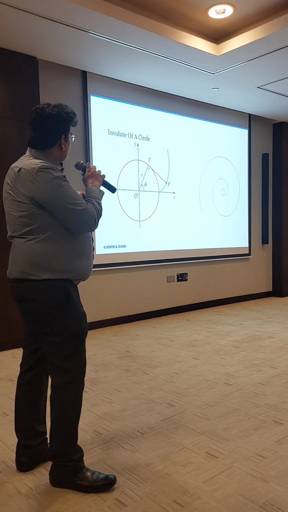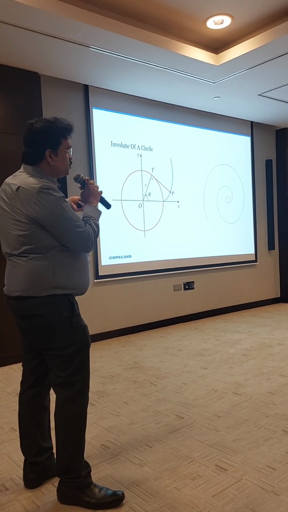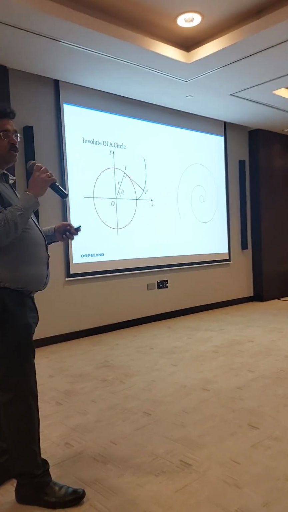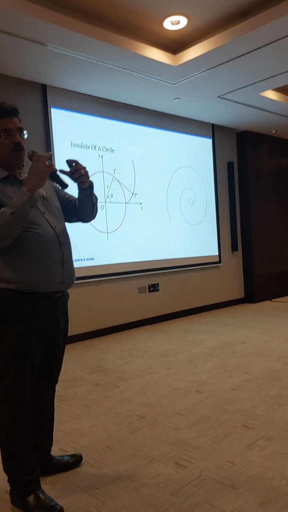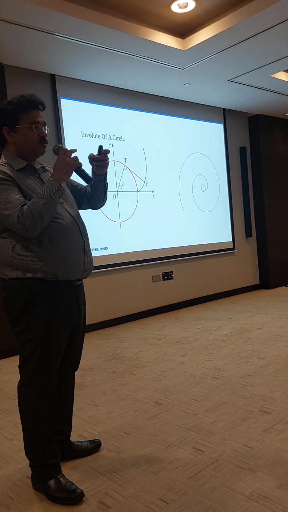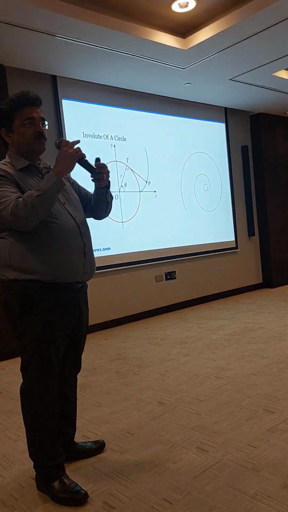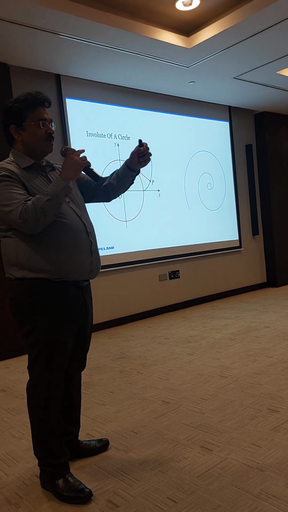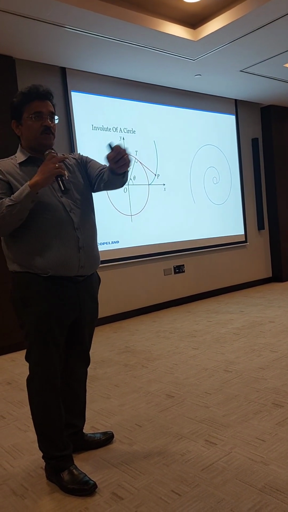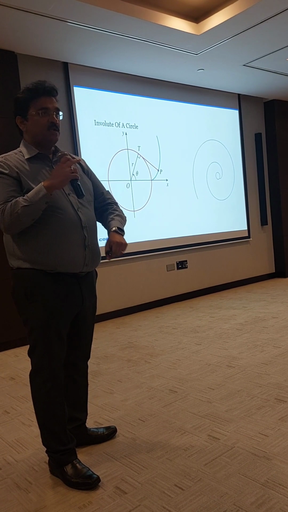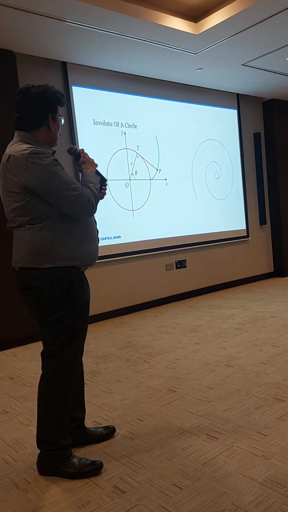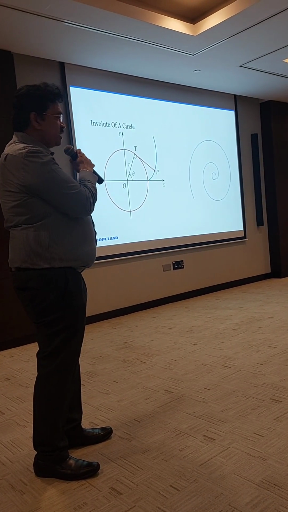So the scroll design is based on the involute of a circle. You have a pipe with thread wound around it, and you are removing the thread from the pipe. When you remove the thread from the pipe, you draw a shape, right? You form a spiral. So what we do is remove the thread from one point here.